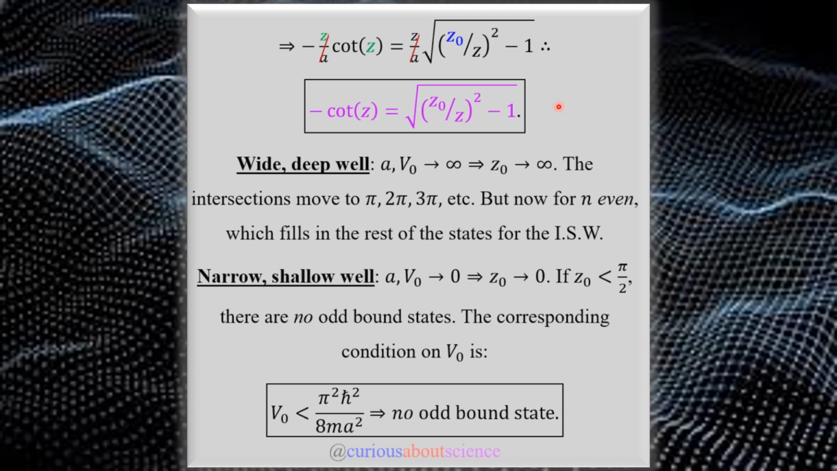And if we want a deep well, that means that V0 gets really big. So we say that A and V0 go to infinity, and what we're looking at is the characteristic of our variable change. We know that z0 has V0 in it, so this is going to blow up too. And if that blows up, what this does to the whole function is it shifts the graph up towards the asymptotic lines of pi, 2 pi, 3 pi, and it shifts the intersections to those points, and that's what we're looking for.